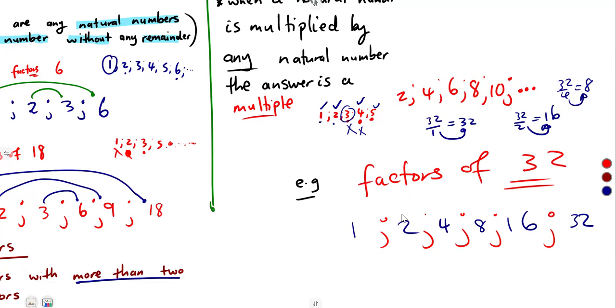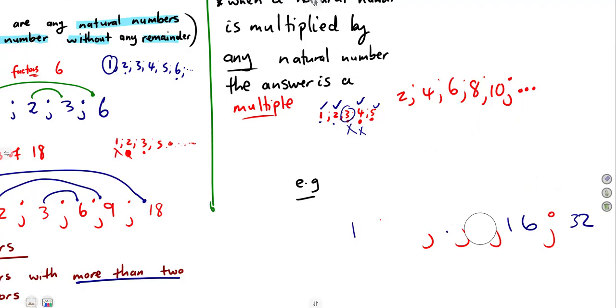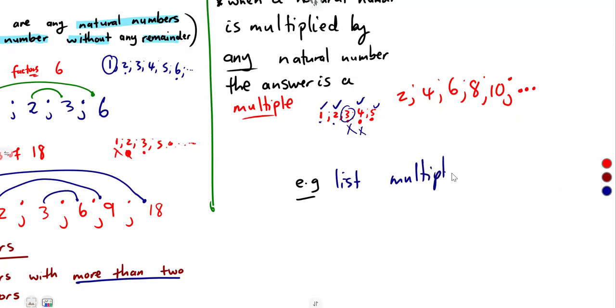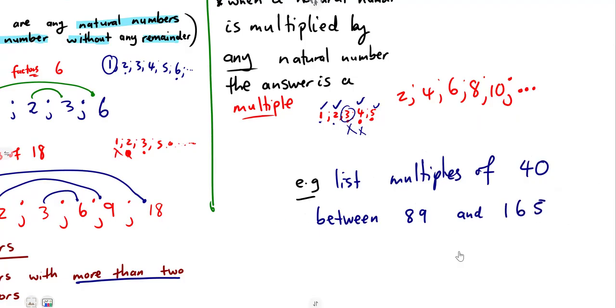All right, let us consider another example. All right, let us have this one as our last example. I want you to list multiples of 40 between 89 and 165. Multiples of 40 between 89 and 165.